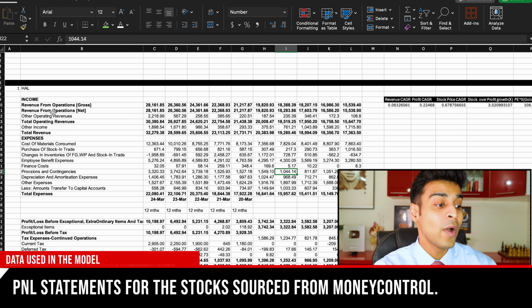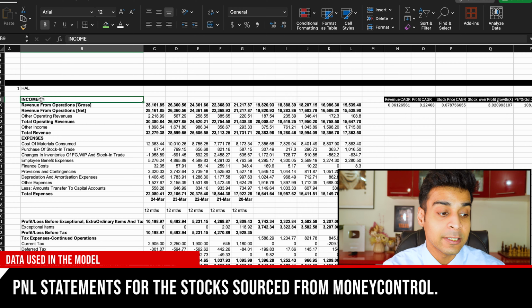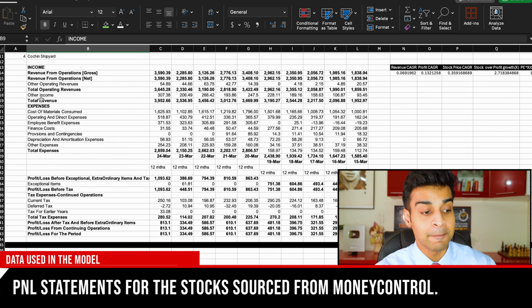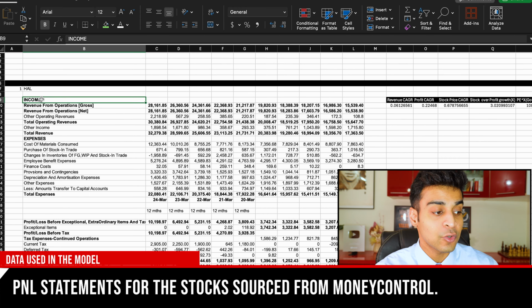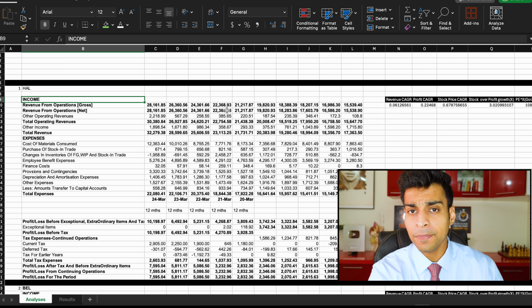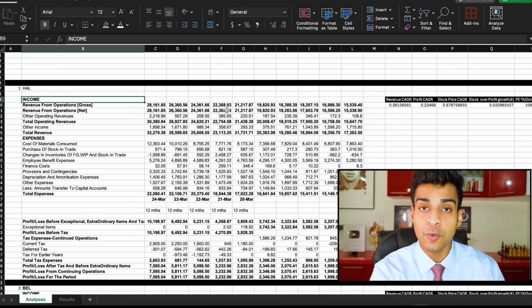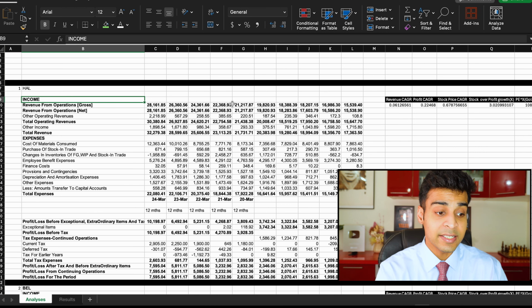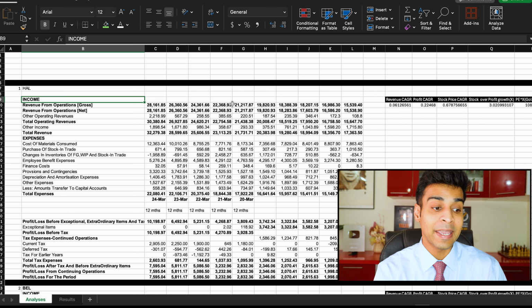And now we're going to go ahead and calculate it using this data. So the data you see here is basically the P&L statement for the 6 stocks that we're considering today. And I got this free of cost from Money Control. You can also do that. Using this data, we're going to go ahead and calculate the PEG ratio.